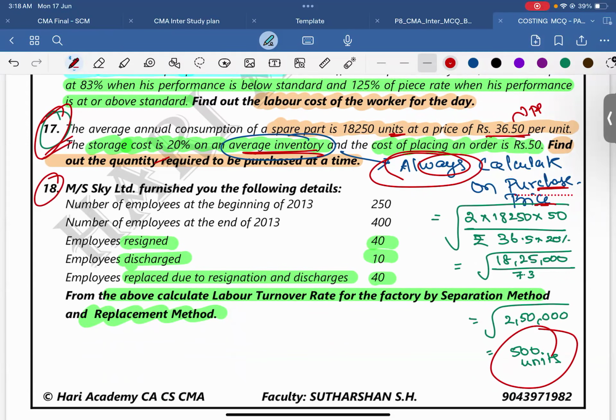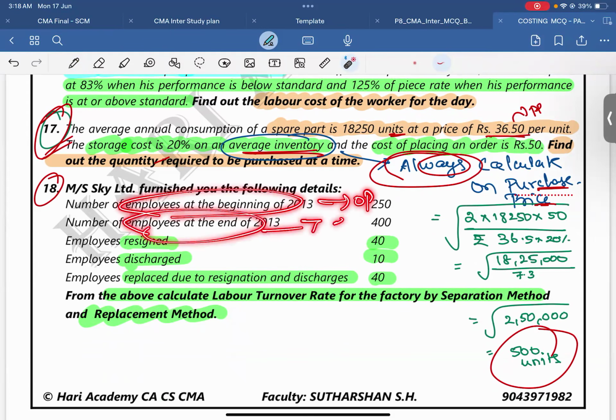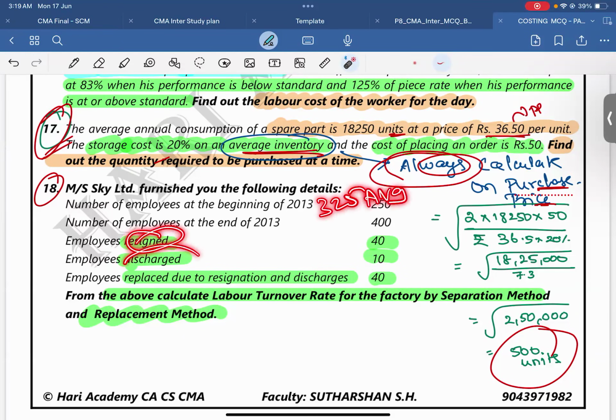Question number 18. The company furnishes the report. Number of employees at the beginning, this is your opening, and number at the end, this is your closing. So if you add them, 650, divided by 2 will give you 325 as an average. Resigned is given, discharged is given, replaced is given. 40 employees are gone. They are replaced with 40. So the new entrants are going to be 10.